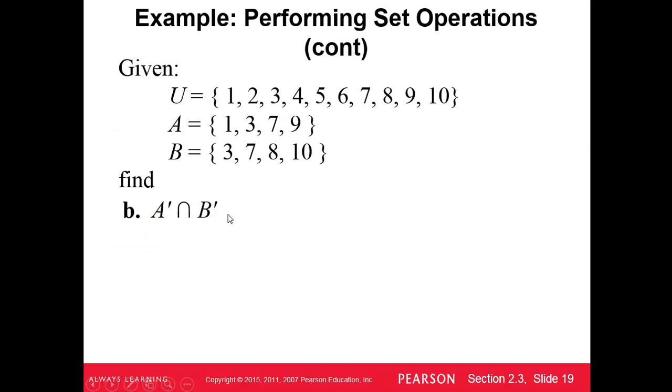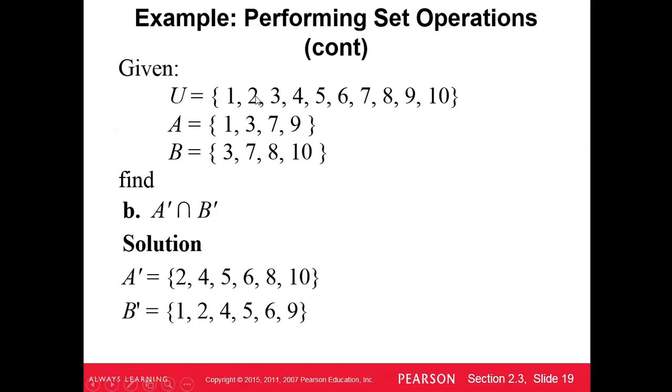Find A complement intersect B complement. A complement, in other words, what's left if we took out 1, 3, 7, and 9, would be 2, 4, 5, 6, 8, and 10. B complement, if we went back to the universe and took out 3, 7, 8, and 10, we'd only have 1, 2, 4, 5, 6, and 9.